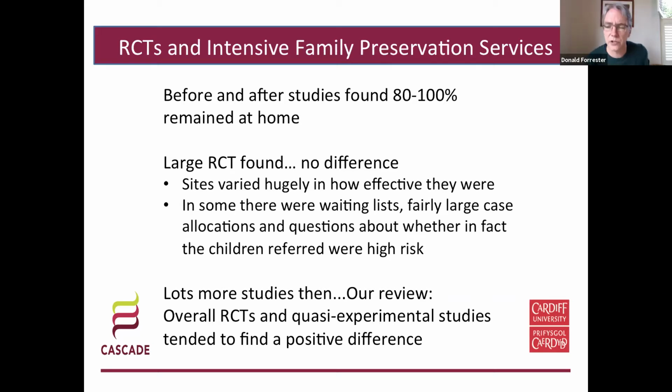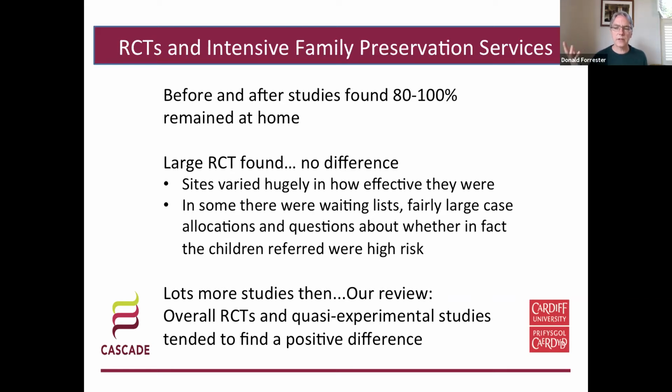So there's a key issue of whether social workers are genuinely referring kids who are really at risk of entering care or not. But there was also crucial issues about when you drilled down into the RCT, you found in different places it was being done in different ways. So sites varied hugely. Some were having waiting lists, which you can't really do for a crisis intervention service. Some were having large case allocations. You really are meant to have one family you work with in the model properly done. And there's this issue of whether they were really focusing on the kids who were at high risk.